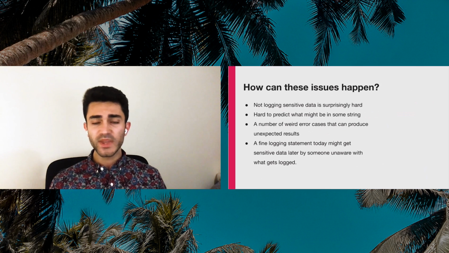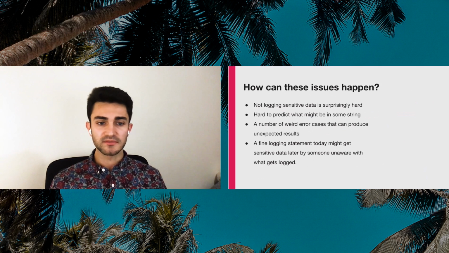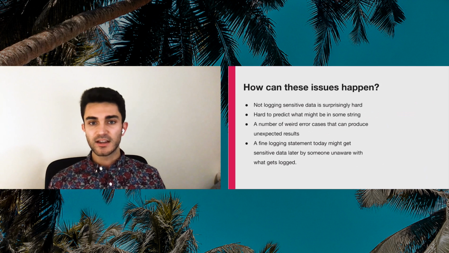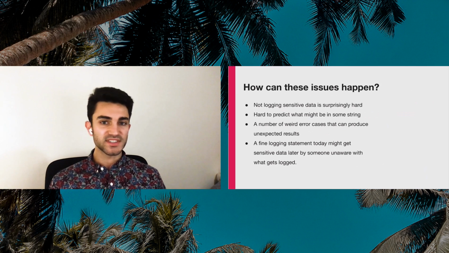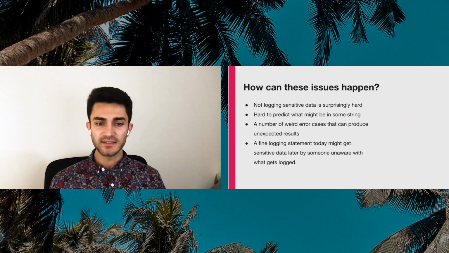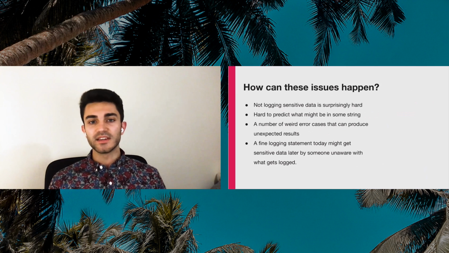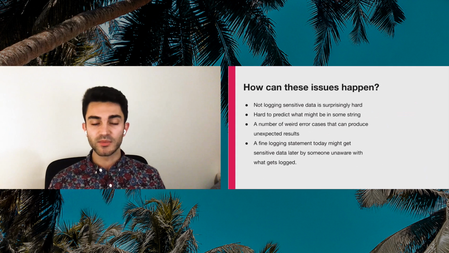And at Slack, we deploy many times a day to production, and the code changes very rapidly. So a logging statement that you add to the code today that always logs just IDs or non-sensitive data hypothetically could not be okay later on if someone starts calling your function in a way that you didn't expect. So even if you add logging statements today, there's no guarantee that it will be safe going forward.